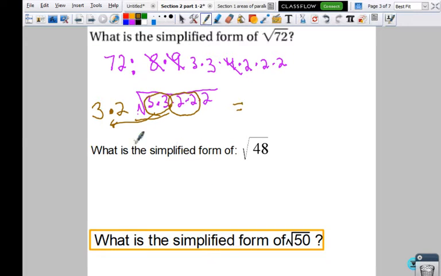Alright. So I have a 3 and a 2 on the outside. I multiply them together to get 6. Then I've got my square root, and I just got a single 2, so I'm just going to write it back in there. Square root of 72, when I simplify it, is 6 square root of 2.